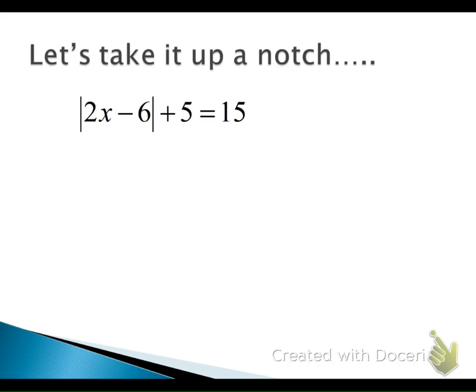So this problem says we're going to take it up a notch. The main thing to know here is that you can't set up the positive and negative options like we were just talking about until the absolute value is by itself. So the first thing you want to do here is get rid of that adding 5. We can't do anything while that adding 5 is next to the absolute value. So what can I do with it? Subtract it, of course.